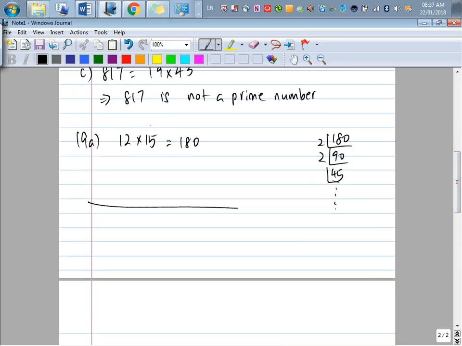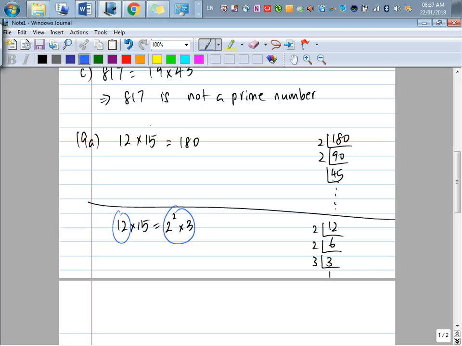Okay, so 12, you get 2 and then 6, divide by 2 again, you get 3, 3 and 1. So 12 is equals to 2 to the power of 2 times 3, right? So this is for 12 over here. Then I multiply this by 15. Okay, and 15 I have divided by 3, get 5, times 3 times 5.